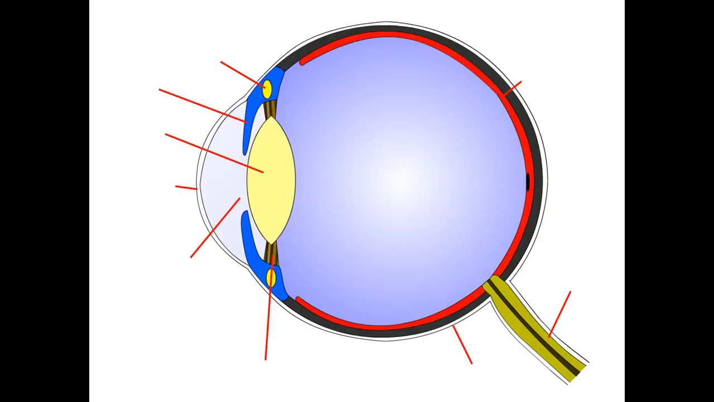This is a diagram of the human eye. The pupil is the hole at the front of the eye, which allows light to enter. The pupil is surrounded by the coloured part of the eye, called the iris. Immediately behind the pupil is the lens. The lens refracts light. It bends and focuses the light on the back of the eye.